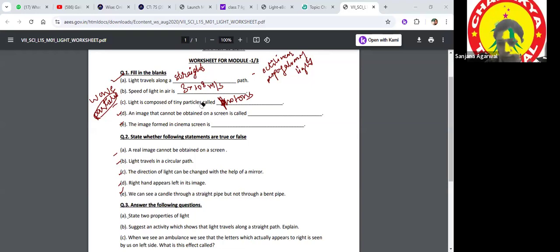Fine. The image on a screen, for example, is the movie that you watch in theaters. The projector in your schools is an example of a real image. By the help of a lens, we can create one. So an image that cannot be obtained on a screen is a virtual image, like for a mirror. Then just tell this.